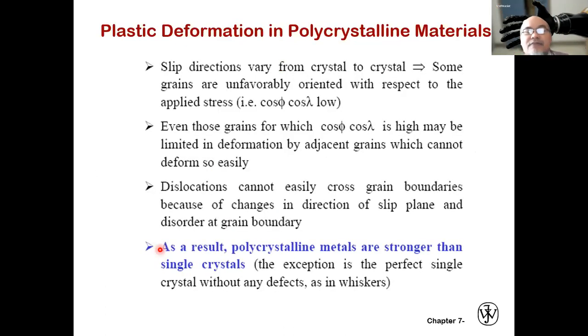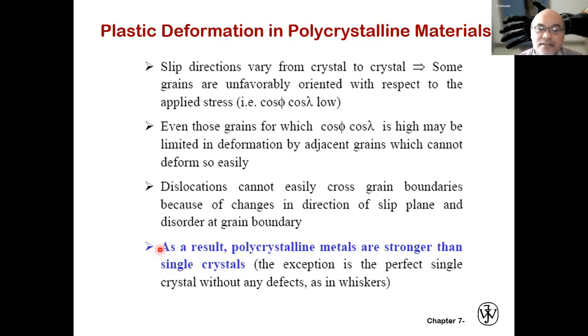So slip direction varies from crystal to crystal. Some grains are unfavorably oriented with respect to the applied stress. Even those grains for which cos phi cos lambda is high may be limited in deformation by the adjacent grains, which cannot deform easily.